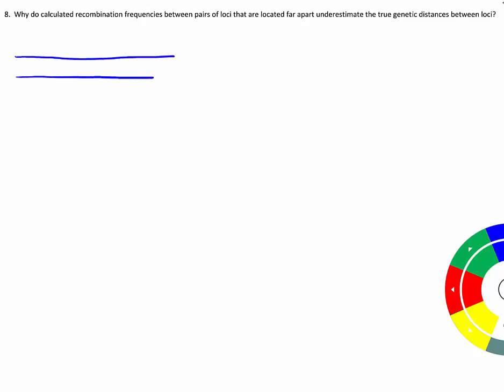And because those are different methods, they don't always line up, they don't always match up precisely. So why do calculated recombination frequencies between pairs of loci that are located far apart underestimate the true genetic distance between loci? This is related to that other question where they were looking at chromosomes and what happens when you get recombination between them, and why do we get 50% of what we expect.